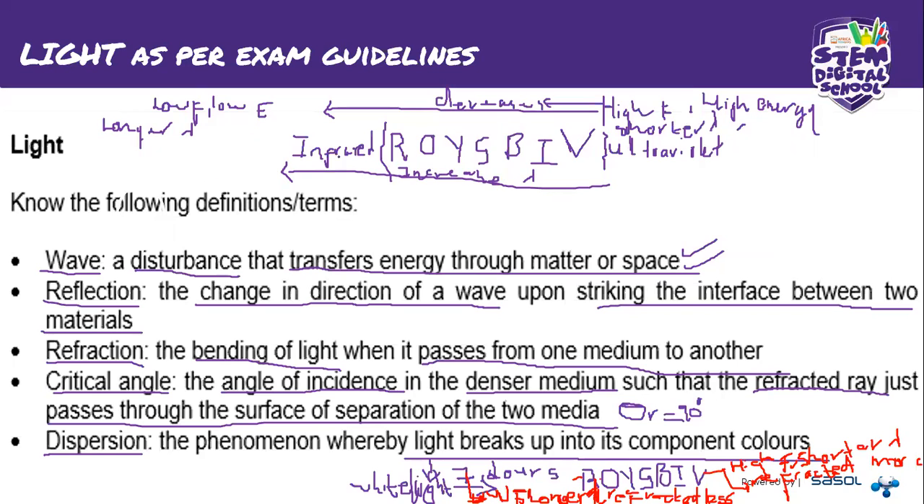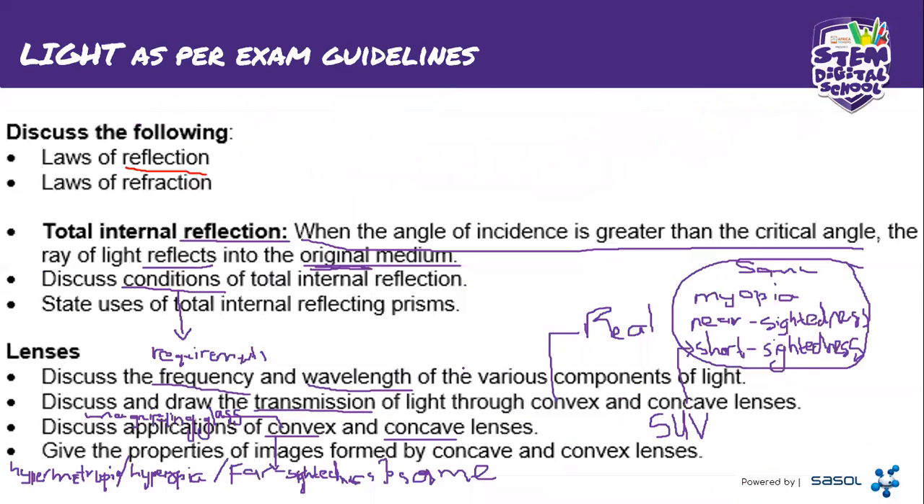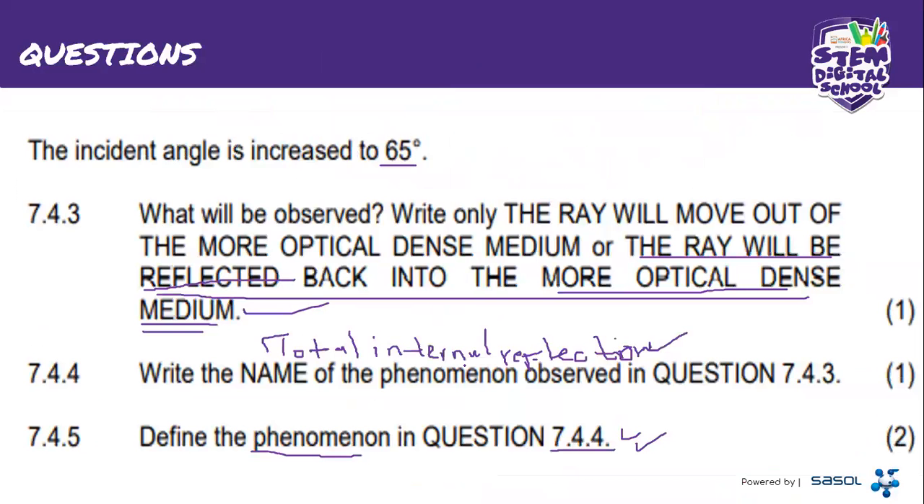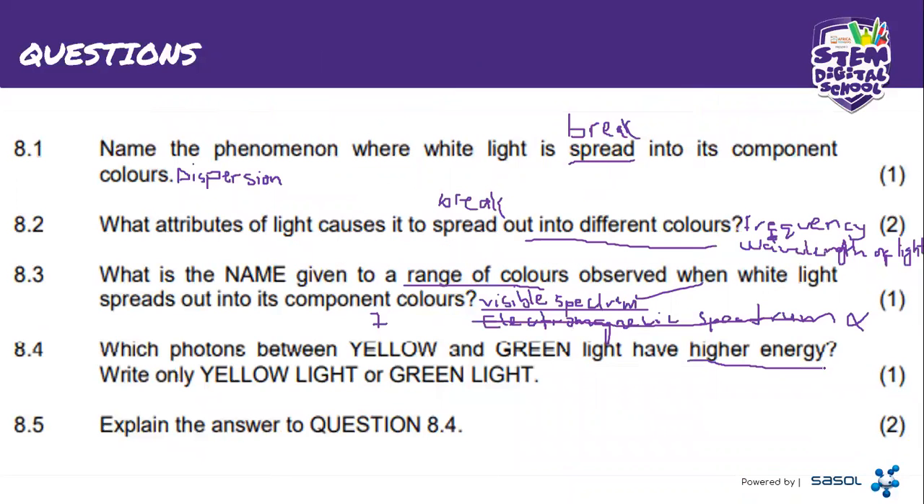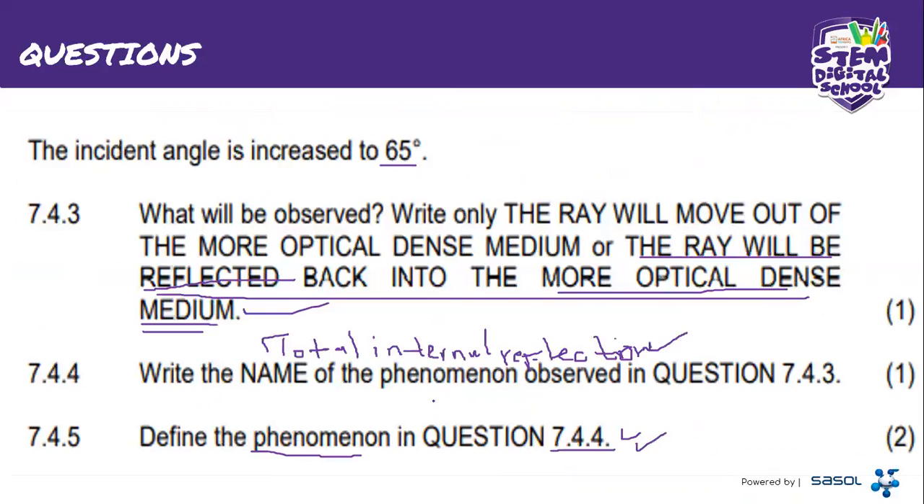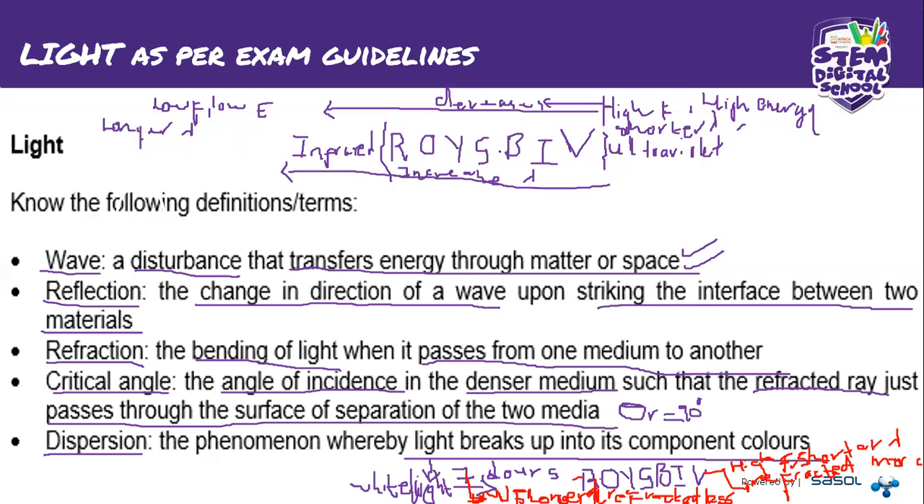Now, if you look at violet, right? Violet light will have a higher frequency than all of these and a shorter wavelength than all of the 7 colors that white light breaks up into, but the highest energy. So the question there was asking us, which ones have a higher energy between yellow and green light? So we go back, we say, okay, there is green, there is yellow.